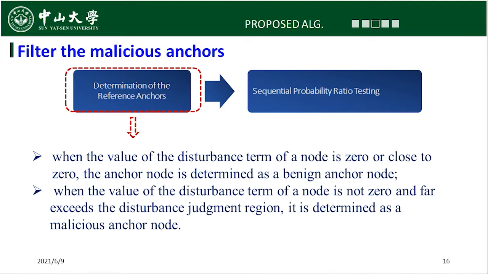In the previous stage, when the value of the disturbance term of a node is 0 or close to 0, the anchor node is determined as a benign anchor node. When the value of the disturbance term of the node is not 0 or far exceeds the disturbance charging region, it is determined as a malicious anchor node.